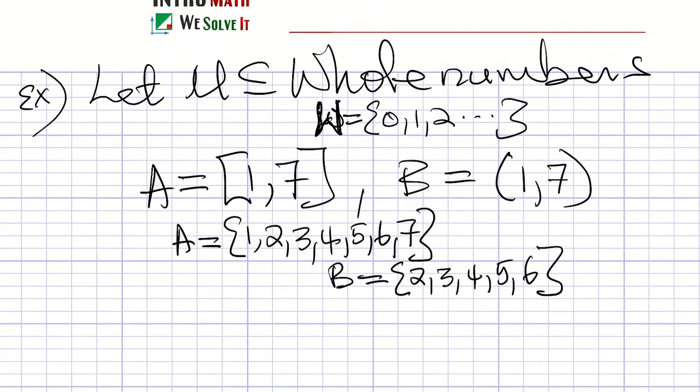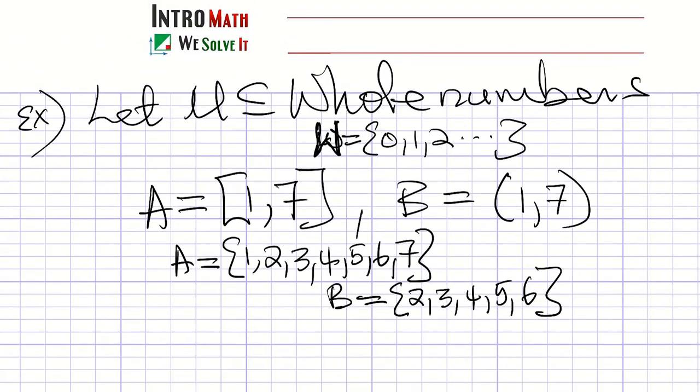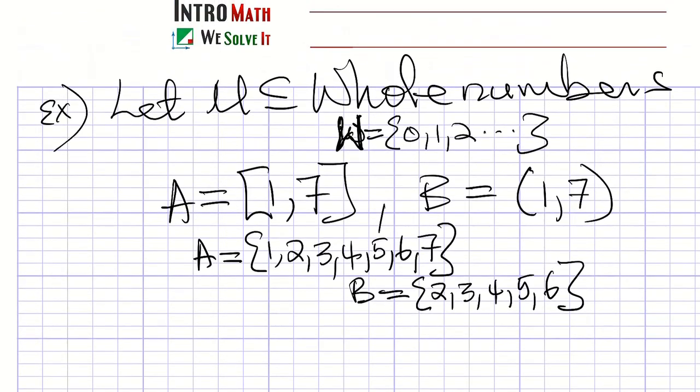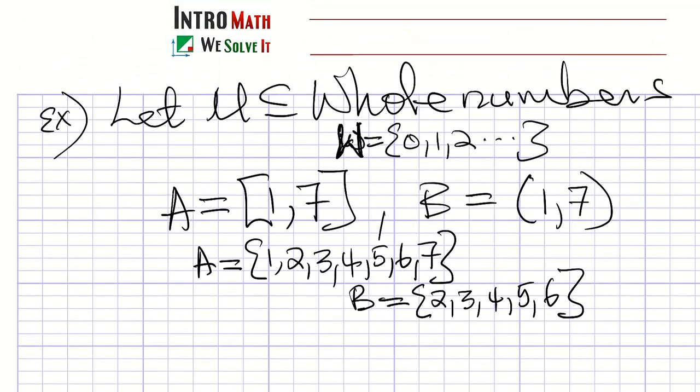Now I think there are more questions here. I can do it up here. He asks you to find A intersection B. What is A intersection B? And he asks you to also find A union B. That's what they want you to find. Okay, so let's do intersection first.